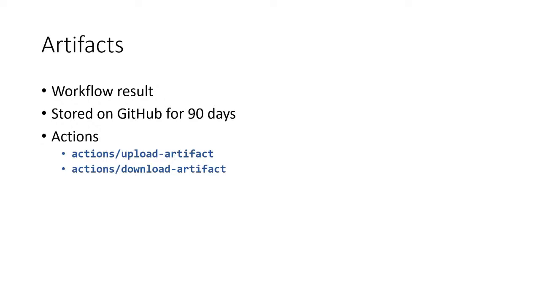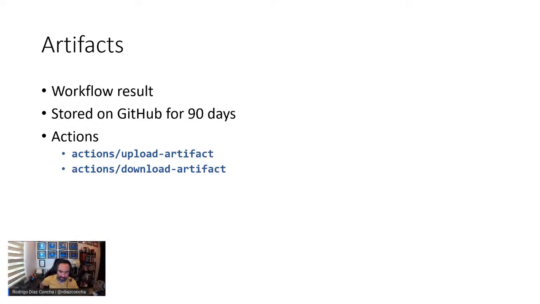Artifacts in the GitHub Actions world are the results of a workflow. Let's say that you're building or compiling an application, and you are creating some binaries. So those are called artifacts in the GitHub Actions context, okay? And those artifacts or binaries will be stored on GitHub for 90 days, okay?